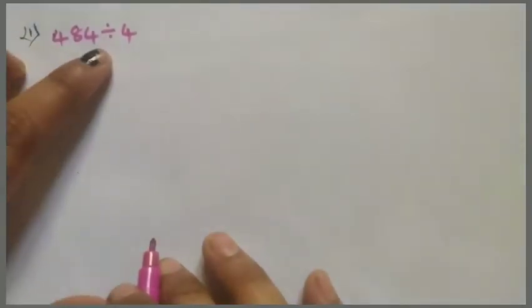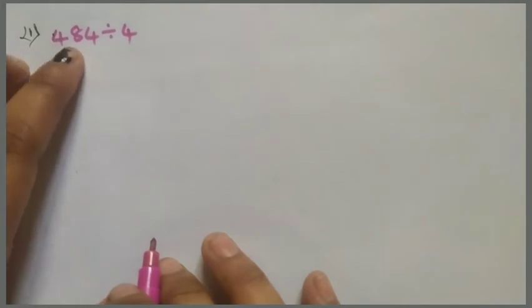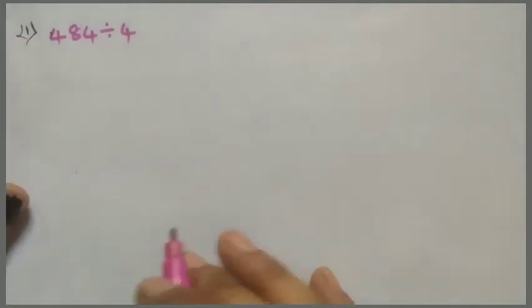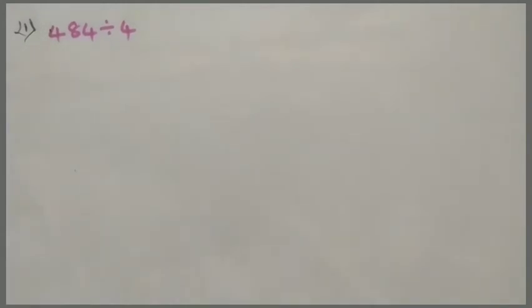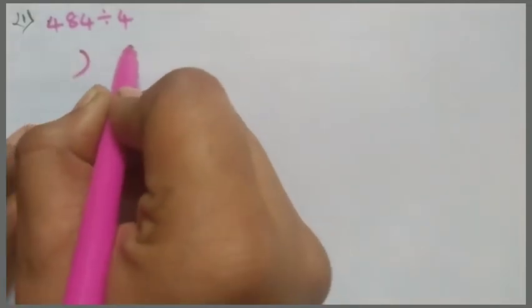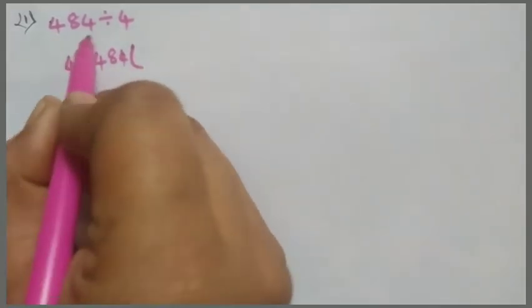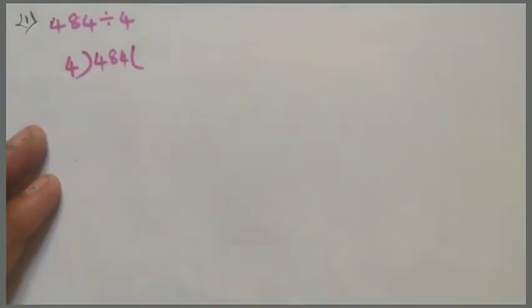Look here children, for example, 484 divided by 4. Here the dividend is 484 and this 4 is the divisor. So we'll write like this: in the middle we'll write the dividend 484, and here we'll write the divisor 4. Now to do this problem we have to get the 4 table.